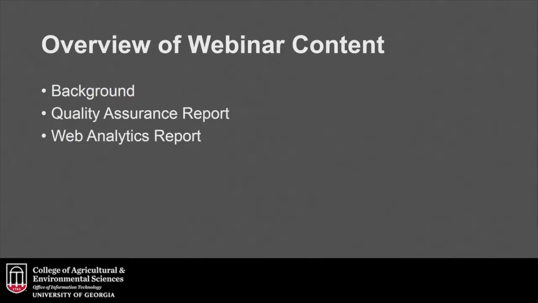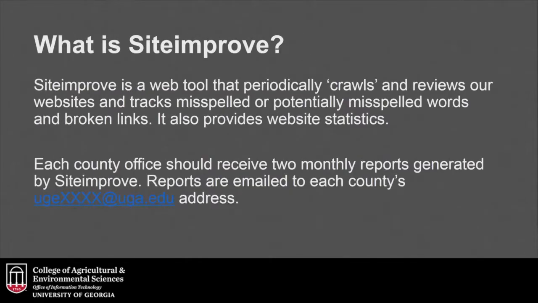So a little bit of background about what is SiteImprove. It's a web tool that crawls and reviews our websites. It tracks misspelled and potentially misspelled words and broken links, and it provides us with our web analytics. Each county office receives 2 monthly reports, and those are sent to the county's main email address.